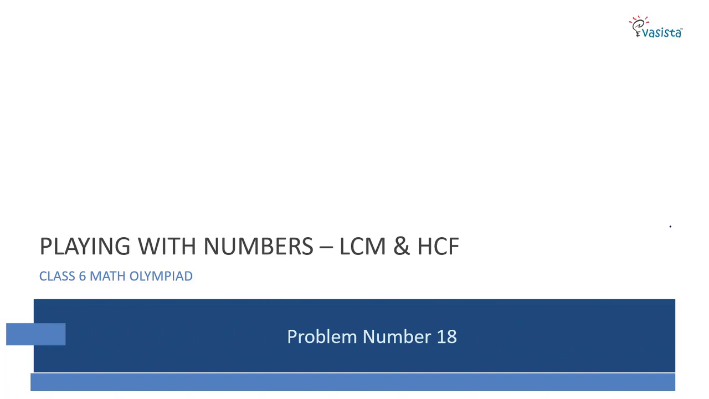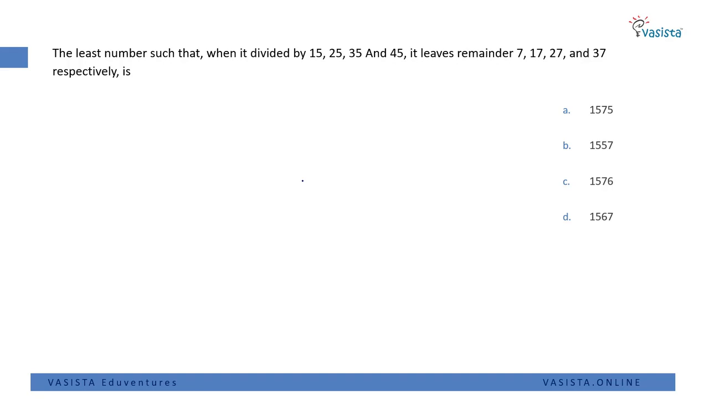Let me go with problem number 18 here. Right, let us check it out. The least number such that when it is divided by 15, 25, 35 and 45, it leaves remainder 7, 17, 27 and 37 respectively is. Right, we are supposed to find the least number.